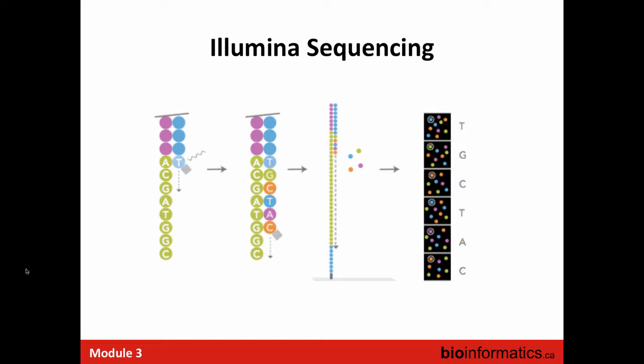And a laser is used to excite that fluorescent tag, and then a camera captures what the color is for that stage of the reaction. So on the left-hand side here, we have a single T that's being added to this molecule of DNA. And then as the reaction progresses, a G was added, a C was added, a T was added, and so on.